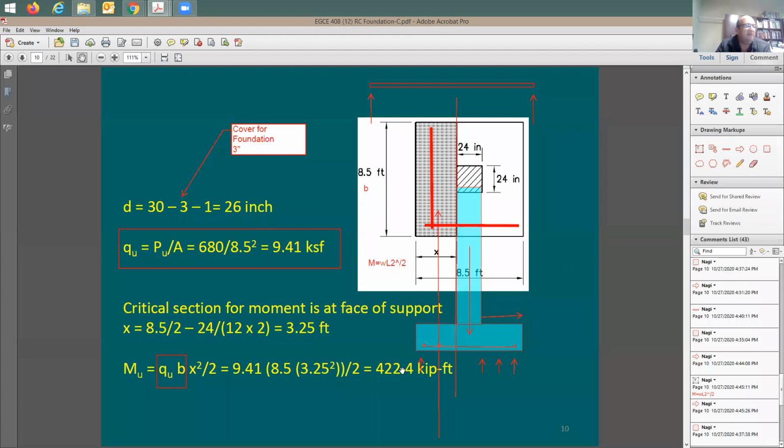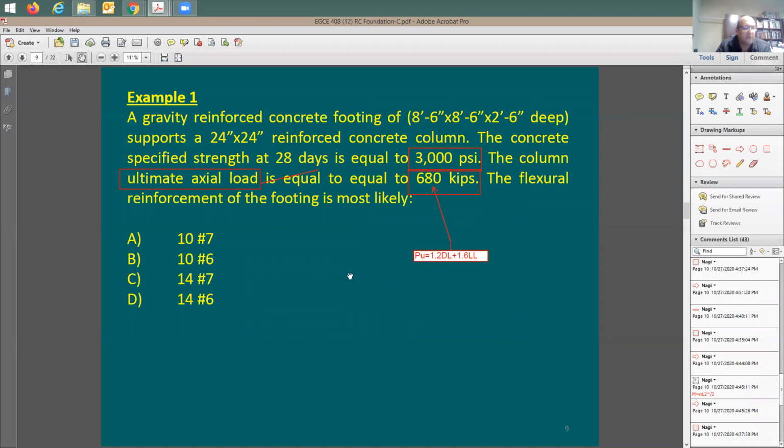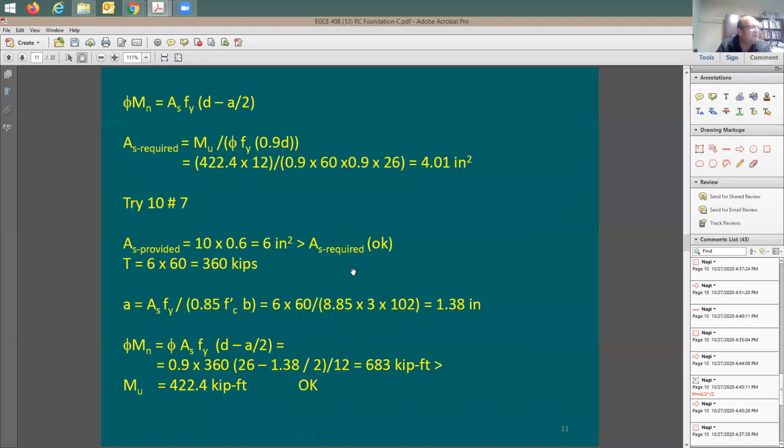Now you have the depth, you have the moment. Can you figure out the reinforcing? And here I have 4 reinforcing programs or alternatives. So I'm going to say, here's my moment equation. This is the moment equation I know of. There is no compression reinforcing that I need to consider, right?